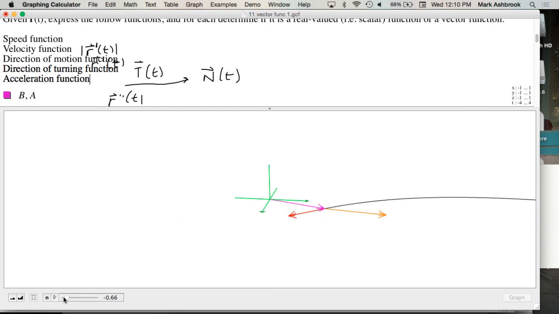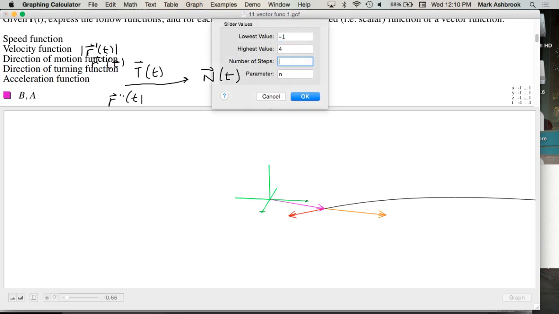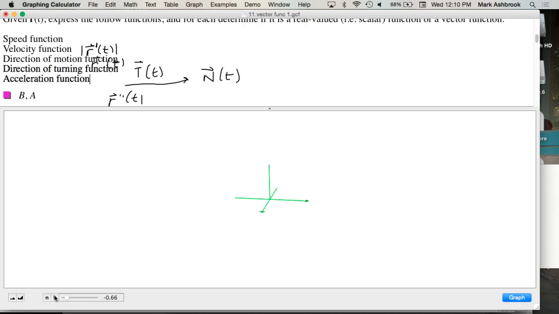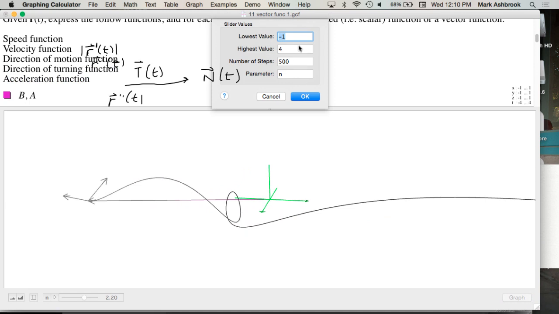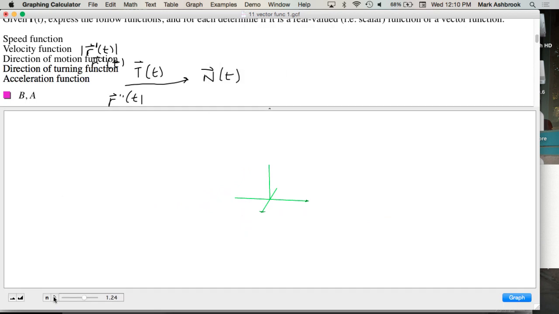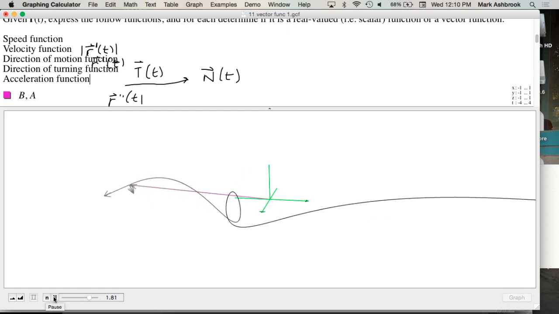Slow this down a bit. It's the gold one, or the orangish one. So it's kind of crazy, right? What is going on with this vector? Any observations? What is going on with this gold vector? It seems to be pointing all over the place relative to the motion, right?